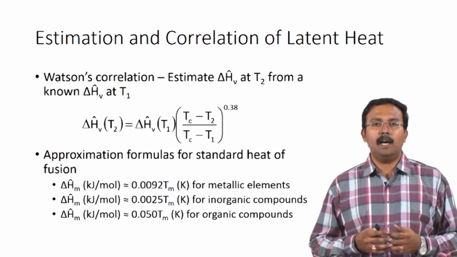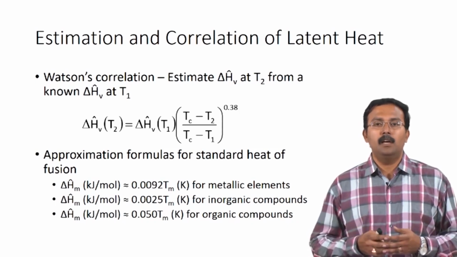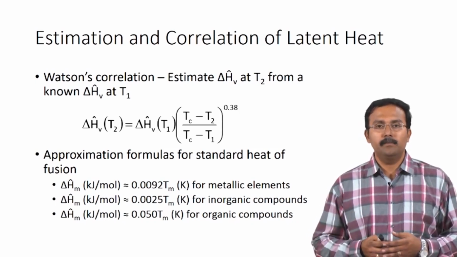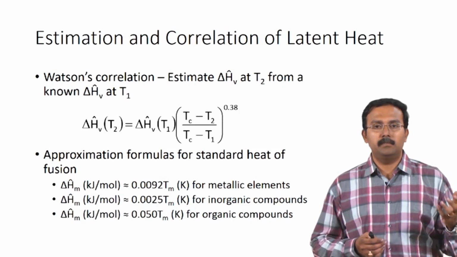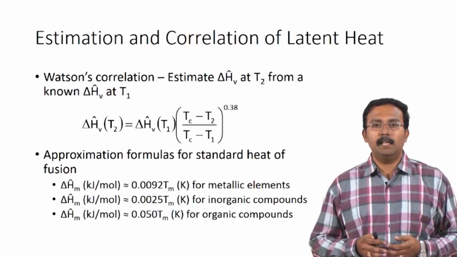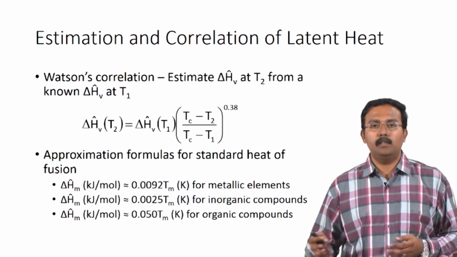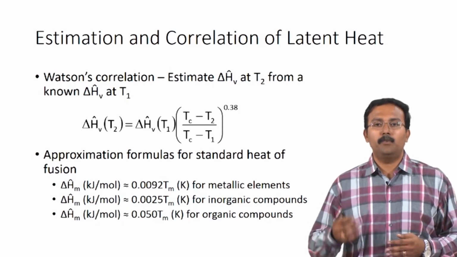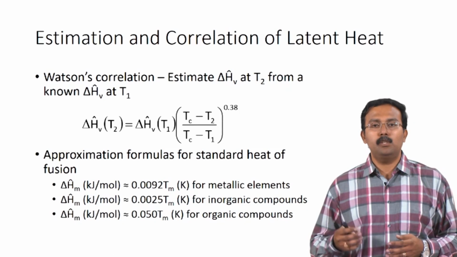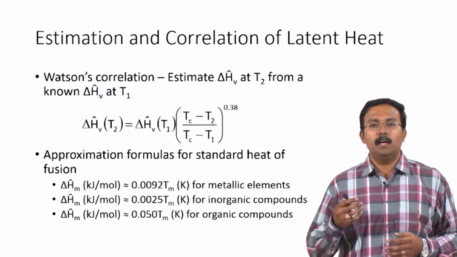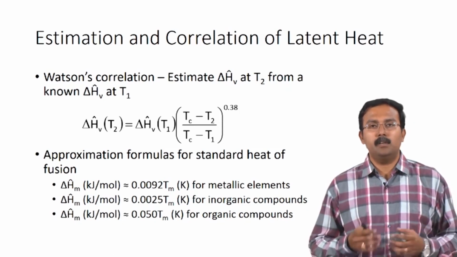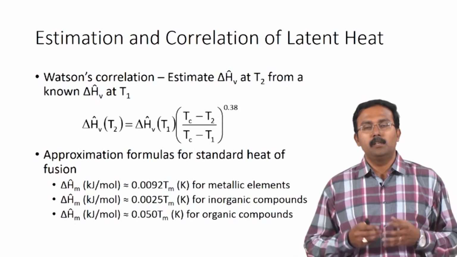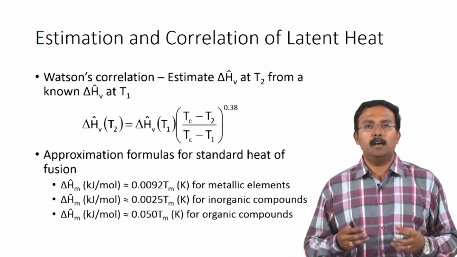You also have approximate formulas for estimating standard heat of fusion. You have standard heat of fusion for metallic elements as 0.0092 times melting point, for inorganic compounds as 0.0025 times melting point, and for organic compounds as 0.050 times melting point. All the melting points used would be in terms of Kelvin.